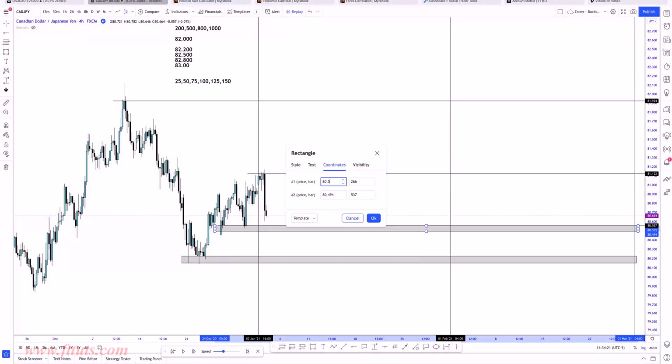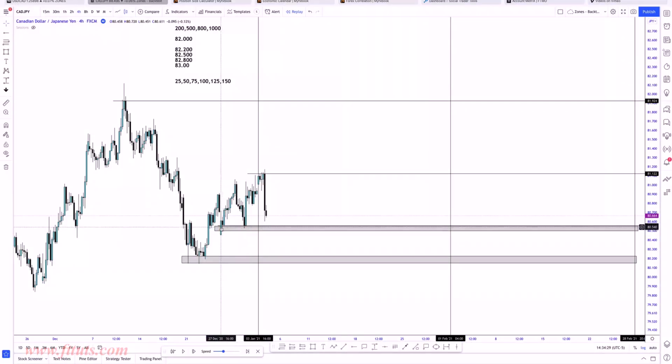So 550, whoops, 550, see how it's not cutting through the body, and then 500. Again, see how it's respecting that quarter price. So this candle right here is a gap. So in this case, you would let it cut through the body.